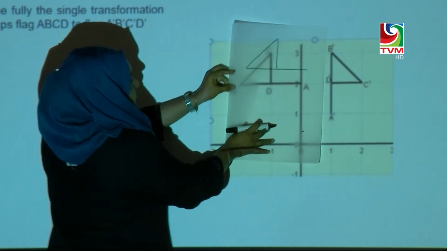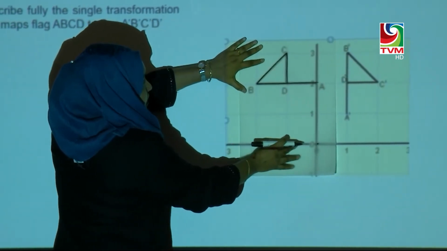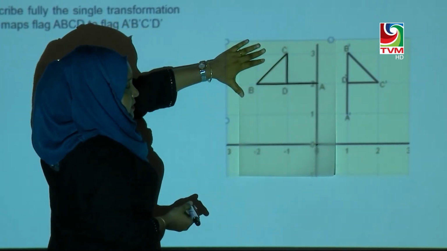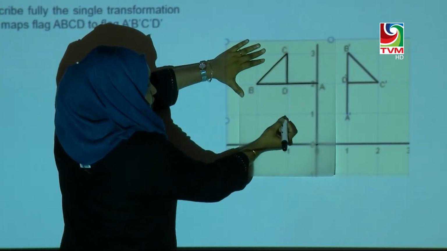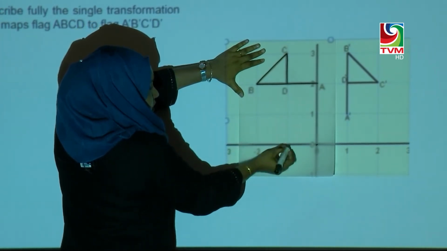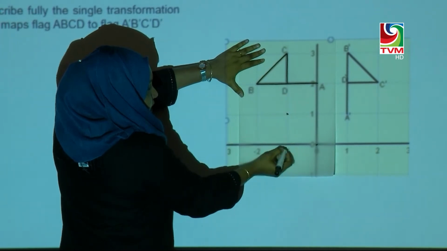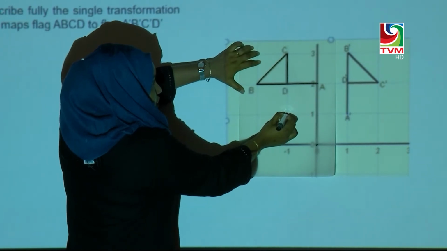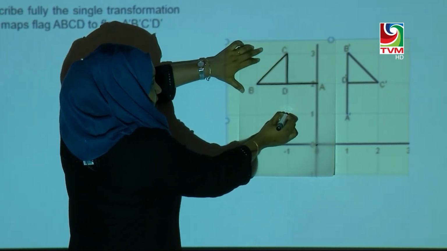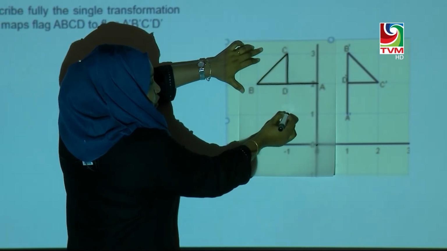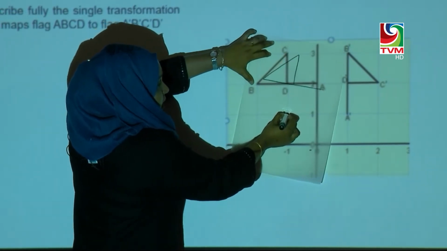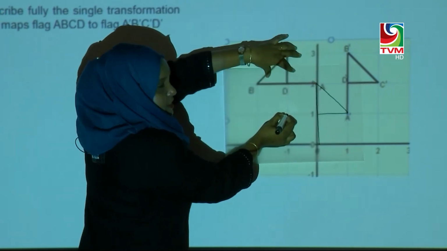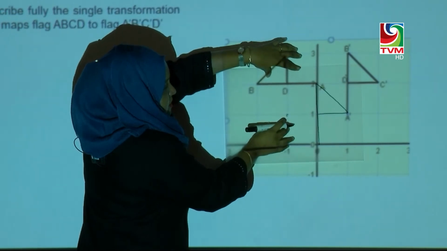Okay, go back again. Now try another point. This time I am going to try this point. It's 1, 1. Now I am going to rotate the tracing paper in the clockwise direction. As you can see here, this is not the point either. Now go back.